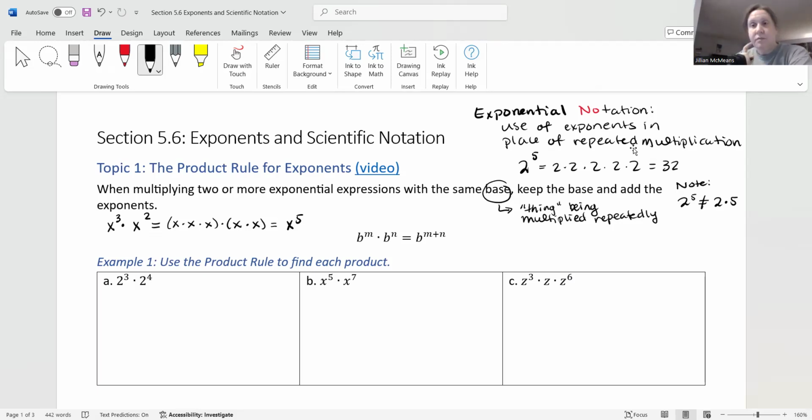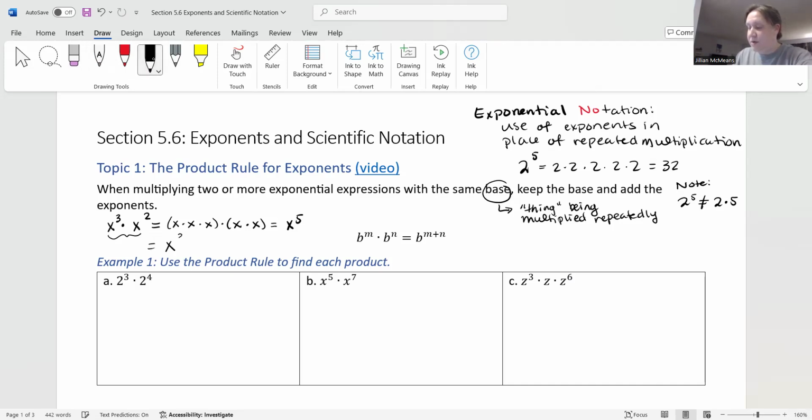Anyway, these exponent rules give us a shortcut for dealing with exponents. The long way to solve this problem would be to write out the 3 x's, write out the 2 x's, and then count how many x's I have. The shortcut is we have two expressions with the same base, keep the base, and add the exponents. Let me rewrite that. That looks crazy.